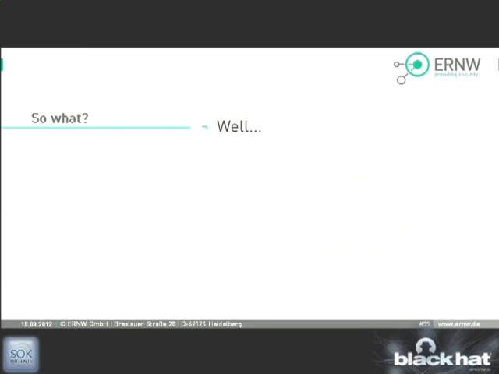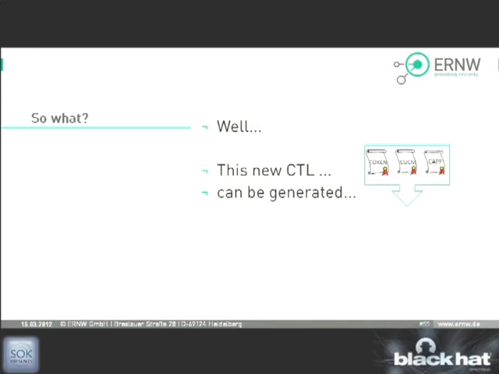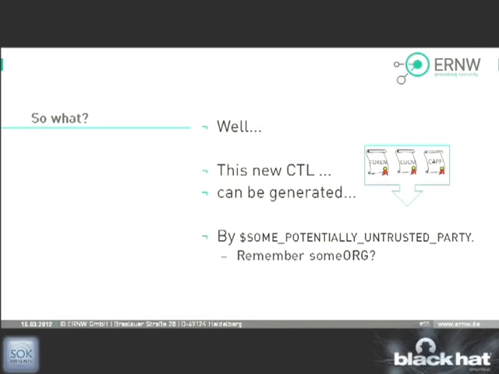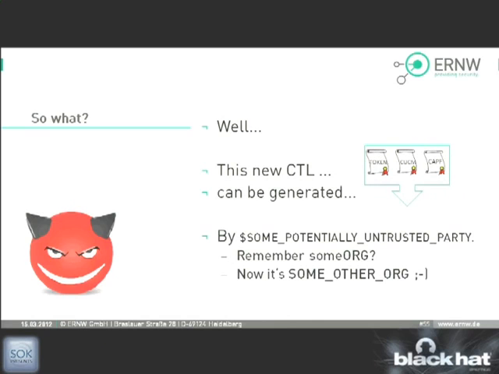Well, one could think, so what? This new CTL includes all the certificates involved in the cryptographic process, and it could be generated by someone other than your trusted CUCM. Maybe you remember the some org. In this case, it would be some other org.